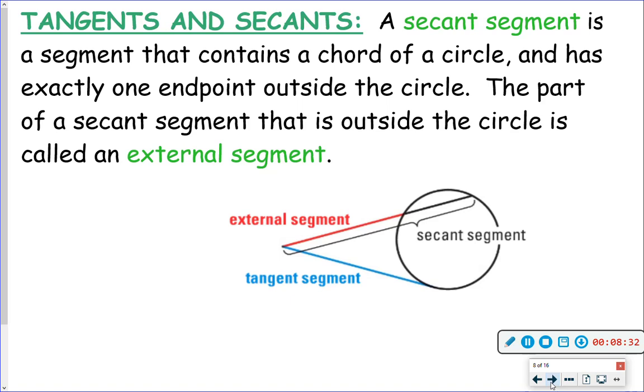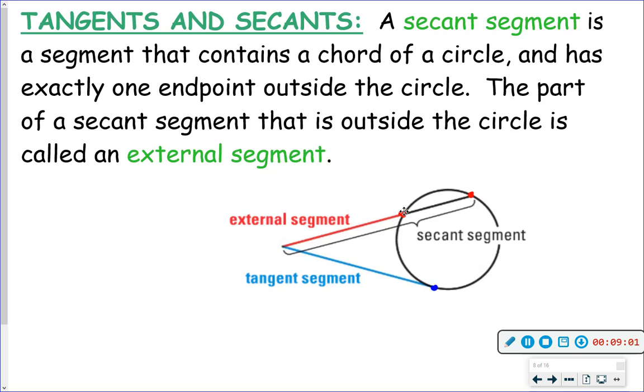Now we're going to start mixing in secants and tangents. Secants go all the way through the circle, just a little reminder, and they touch it twice. A tangent only touches the circle one time. So now, because we're going to have some mixed up here together, you have to look closely and know, do you have secants, or a secant and a tangent? What do you have?